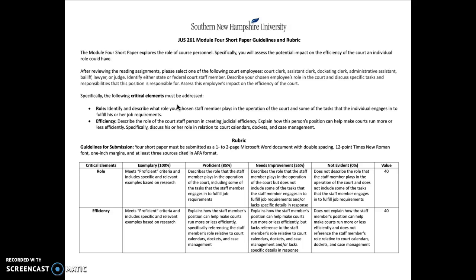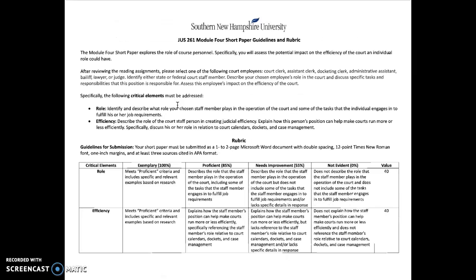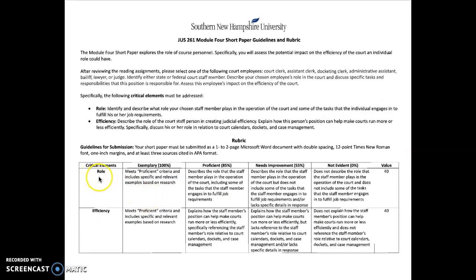So it's really a pretty straightforward and simple assignment this week in terms of critical elements. There are only really two plus the writing criteria, but basically what you need to do is evaluate the role. So identify and describe what role your chosen staff member plays in the operation of the court and some of the tasks that the individual engages in to fulfill his or her job requirements.